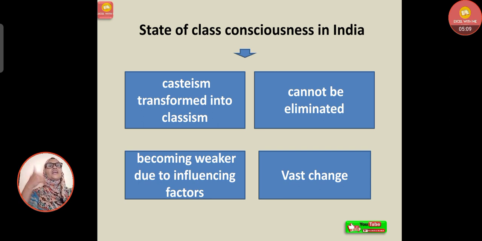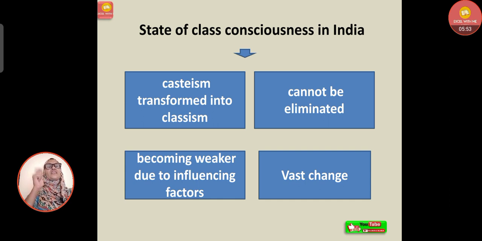But on the other hand, new organizations such as labor unions are being established on the basis of occupation, post, capacity, etc. Due to an increase in the desire for money caused by the influence of Western education, the sense of superiority or inferiority is now based on wealth and social power rather than on caste. Nowadays, class consciousness based on occupation, etc. is replacing caste consciousness. So, casteism is transforming into classism and also becoming weaker due to influencing factors.